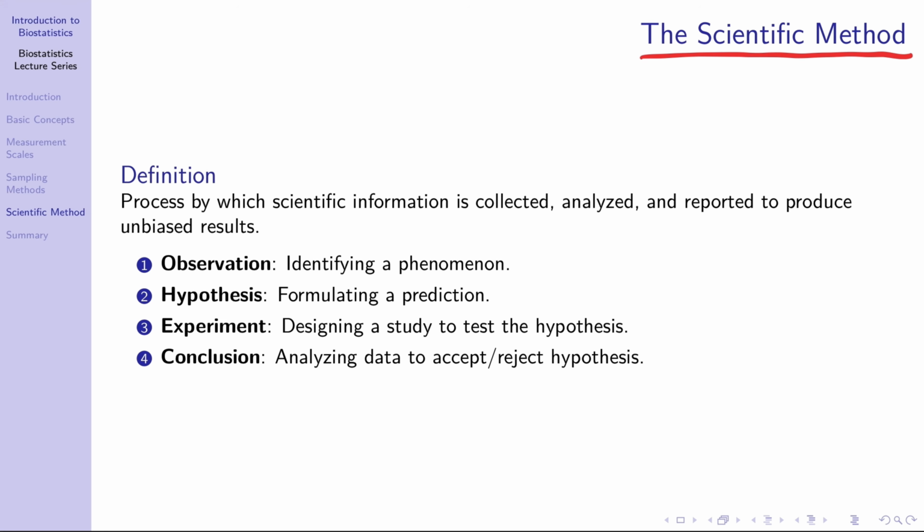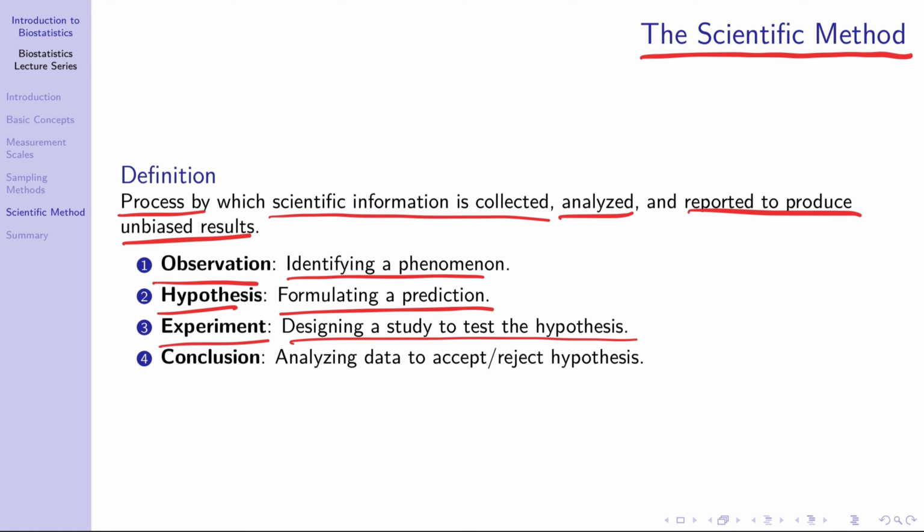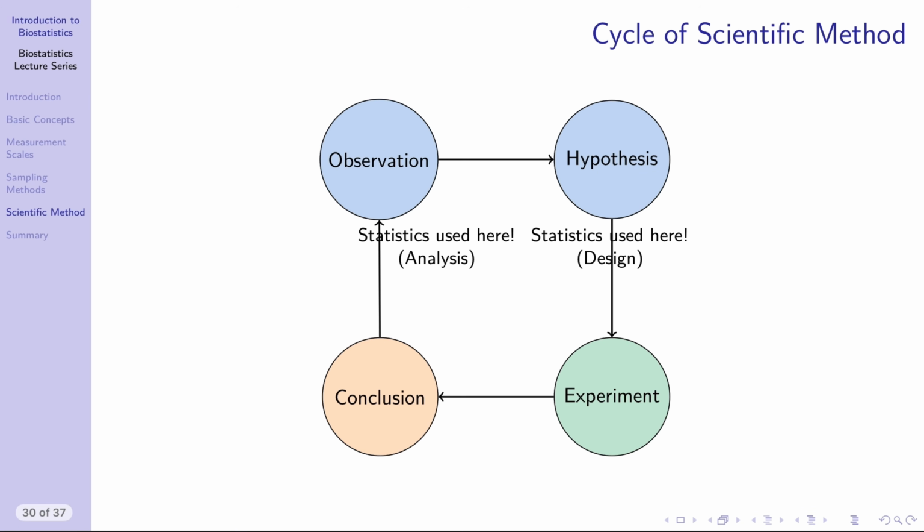Why is the scientific method important? The scientific method is what we use to identify information or to find knowledge. It is the process by which scientific information is collected, analyzed, and reported to produce unbiased results. There are 4 steps: observation, which is identifying a phenomenon; hypothesis, where we formulate a prediction; experiment, where we design a study to test the hypothesis; and conclusion, where we analyze the data to accept or reject the hypothesis.